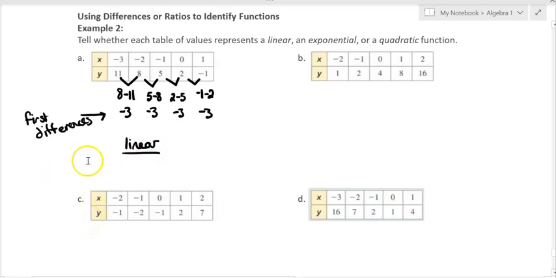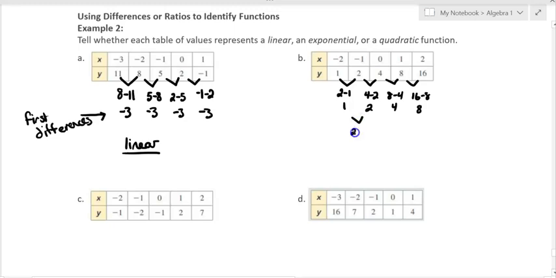Okay, so if the first differences were not constant, I would do it again and find the second differences. And if those didn't work, I'd look into a common ratio. So like on this one, if I try the first differences, 2 minus 1, that's 1. 4 minus 2 is 2. 8 minus 4 is 4. And 16 minus 8 is 8. Those clearly are not the same. So that was the first difference, they're not the same, so it's not linear.